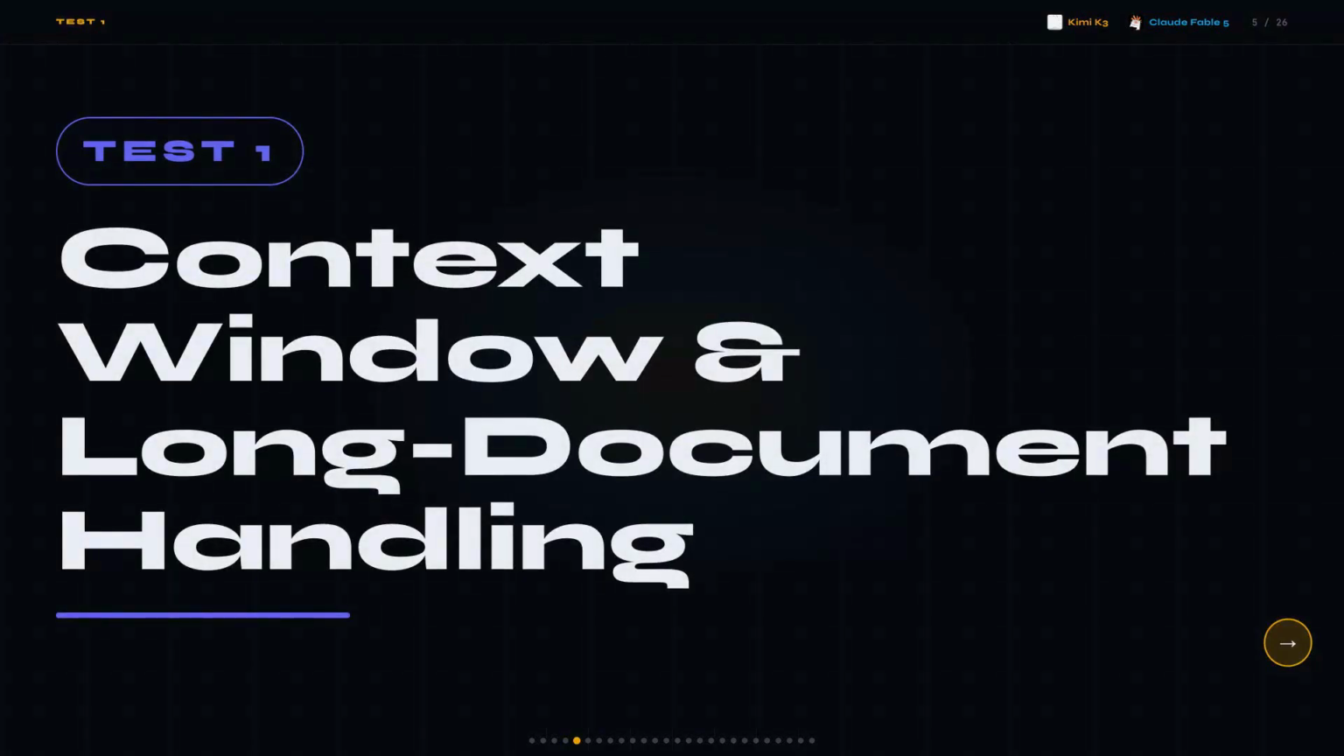All right, so test 1 is context window and long document handling. What goes wrong without enough context is pretty brutal. You try to feed a full code base or a book-length doc into the model, it hits the limit halfway through, and now you're chunking everything manually and losing coherence between chunks, which is a real workflow killer.